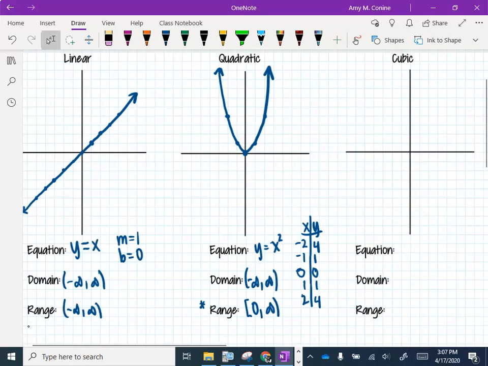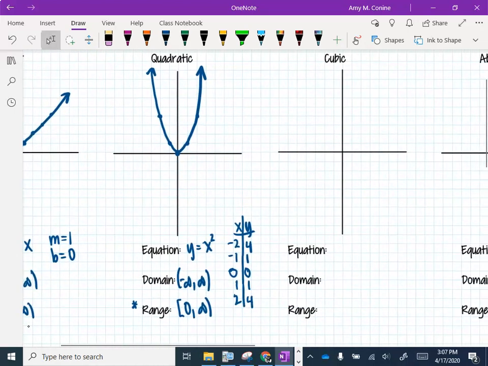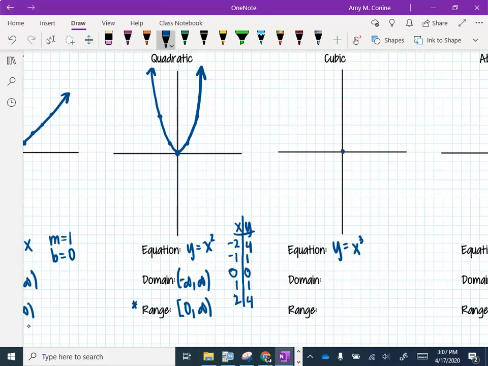Cubic, we haven't really done a lot with it. The parent function is y equals x to the third. Again, it has a main vertex, a main point at 0, 0. And if you plug in -1, 0, and 1, we know what 0, 0 is. -1 cubed is just -1. Positive 1 cubed is 1. So it has this shape.